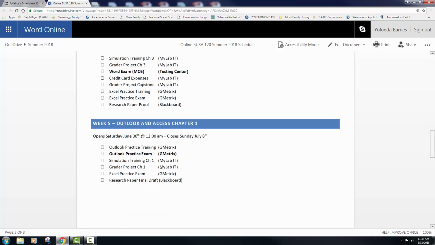Next, in week 5, we're moving on to Outlook and Access. For Outlook, there really isn't any homework. We're just going to go back to geometrics and use one training and one exam. That's it. But I will tell you, there's some challenges with this regarding Outlook because you actually have to have an Outlook account. But we'll cross that bridge when we come to it.